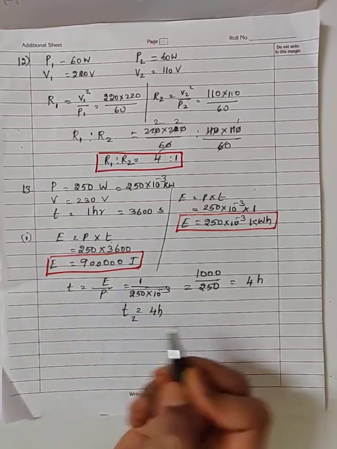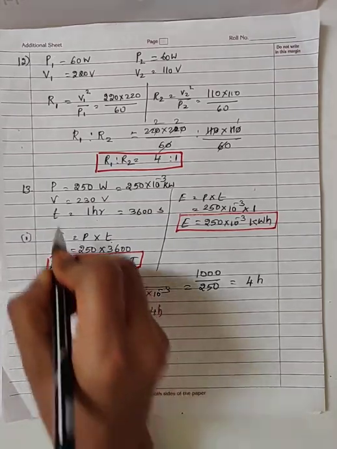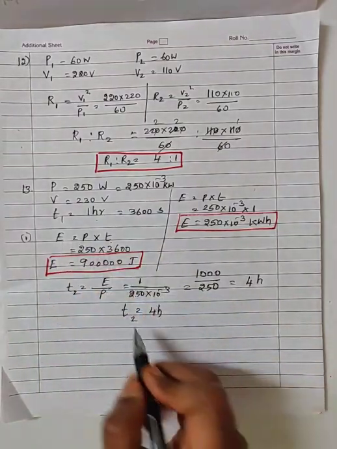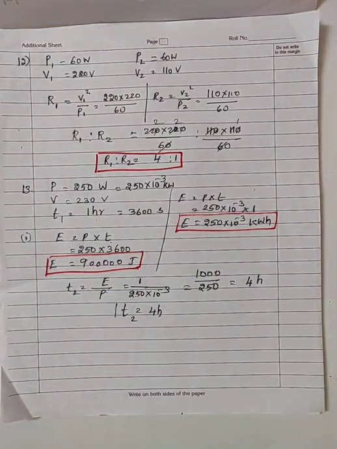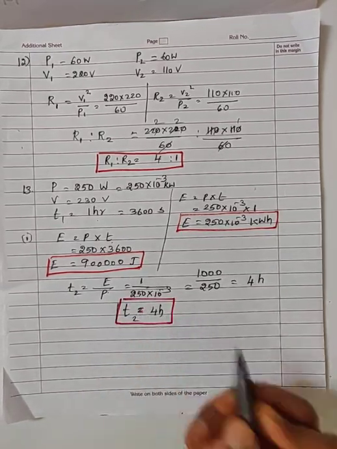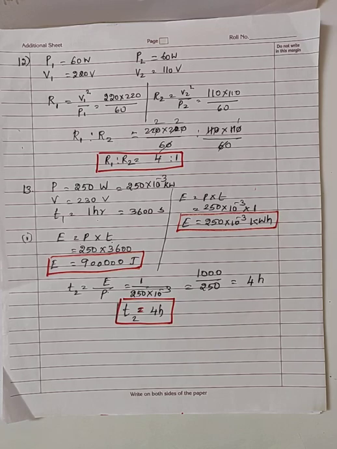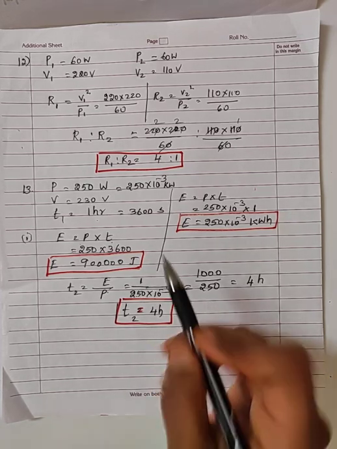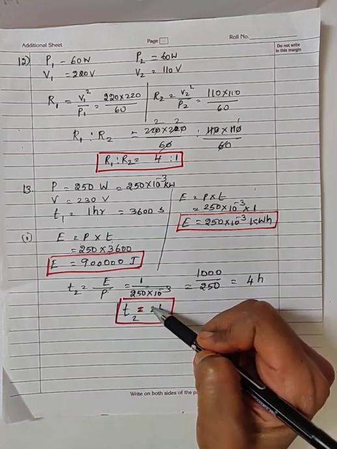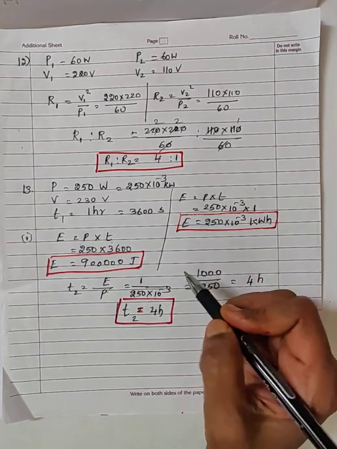That's T2. Yes. If I take this as T1, this should be T2. T2 is equal to 4 hour. So in the 13th question, you are asked to calculate two parts. In one part you are asked to calculate the energy. In the second part, energy is given, and you are asked to calculate time.